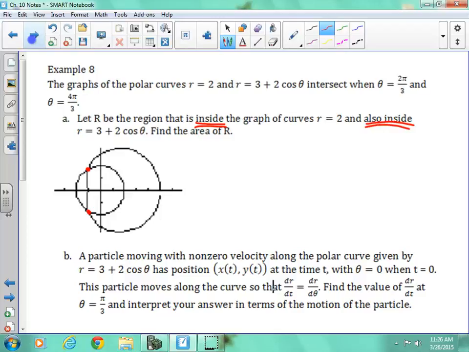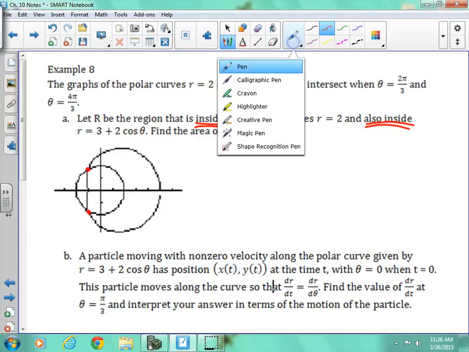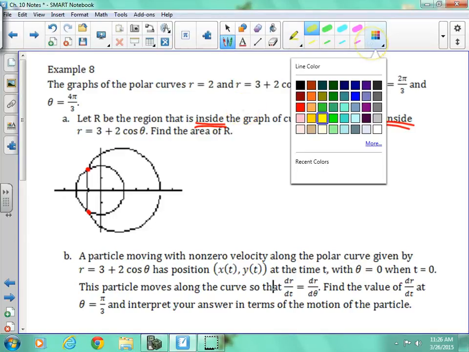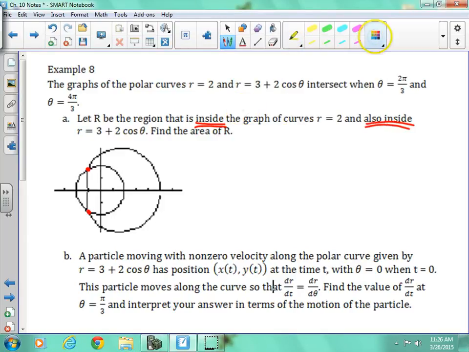Okay, here's the idea. First of all, let's just think about bounds. We know that we want this region inside. I'm going to do a quick highlighting because I don't want to make it super dark. Highlighting this one. If I was just thinking about bounds, question, guys, I know 2 pi over 3, 4 pi over 3. What am I going to make the bounds for this region?